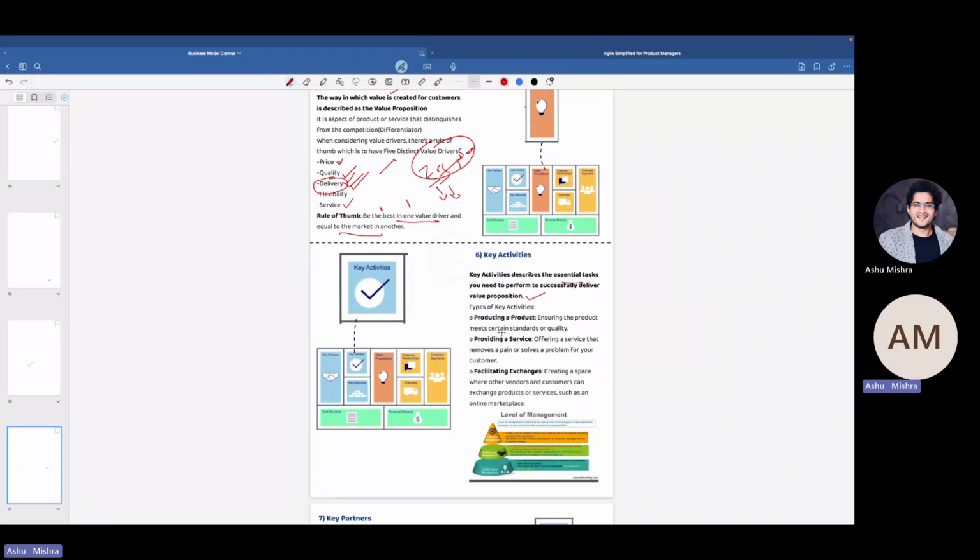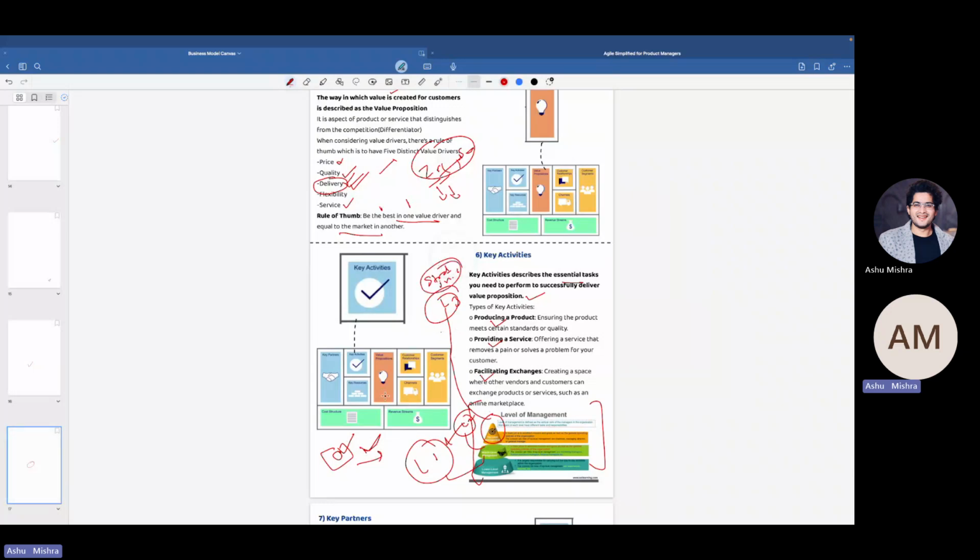Now there are three types of activities, which you can say L1, L2, and L3. L1 is you're producing a product, L2 is providing a service, and third is facilitating exchange, guys. So if you see over here, this is the three levels of management. This one is called L1, right? Which are the ones who are directly on the ground, interacting with the product on a daily basis. Then there's your L2, which are your managers, supervisors, who are looking after this L1. And then there is L3, which is your leadership, guys, who are deciding on the strategy, who are deciding on the investment cost, etc.